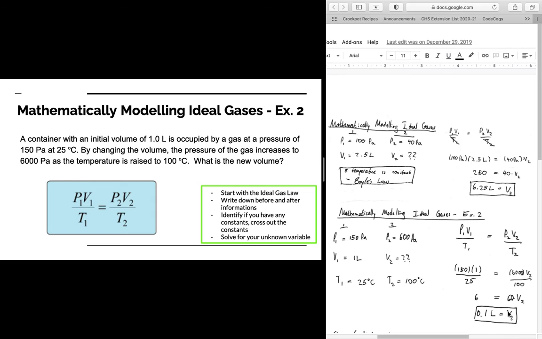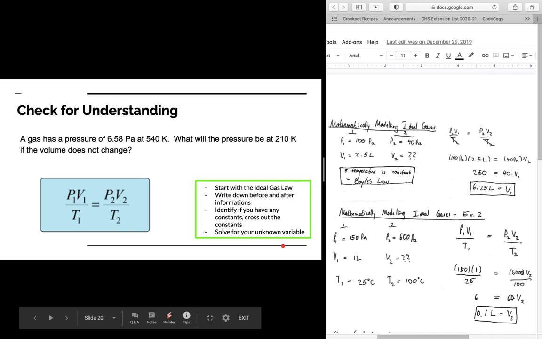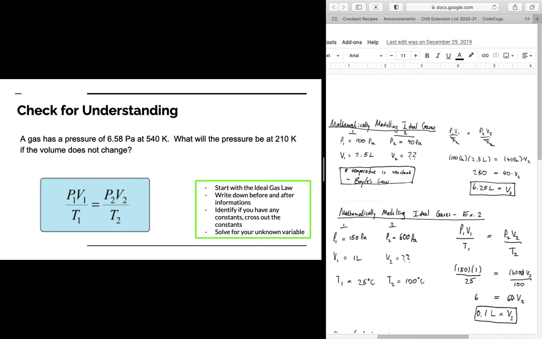So now that we've seen some examples with the ideal gas law, let's do a check for understanding problem here. Let's say we have a gas that has a pressure of 6.58 pascals at 540 Kelvin. What will the pressure be at 210 Kelvin if the volume does not change? You do not need to convert from Kelvin to Celsius. You are good so long as you keep your measurements in Kelvin. Take a moment to solve here and we'll go over this problem together. You can pause the video at this point and work it out, or if stuck, stay on for a solution that I'll be showing you in a second.